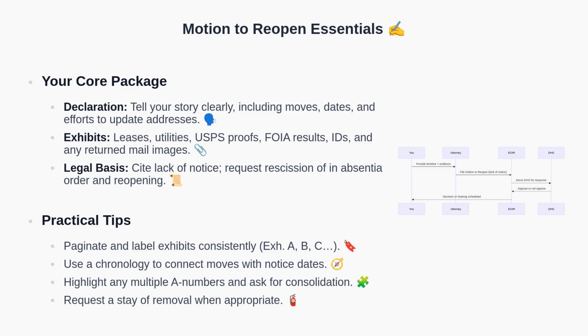Include a clear declaration detailing your moves, dates, and attempts to keep addresses updated. Attach exhibits, such as leases, utilities, USPS forwarding confirmations, FOIA results, identification documents, and any evidence of returned mail. State the legal basis: lack of notice, requesting rescission of the in absentia order, and reopening of proceedings.